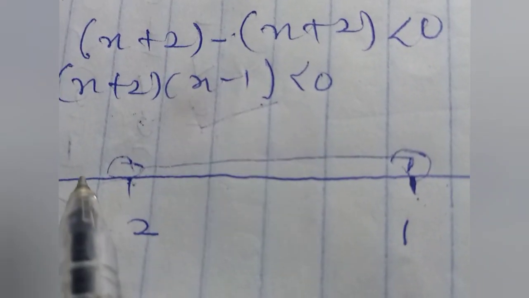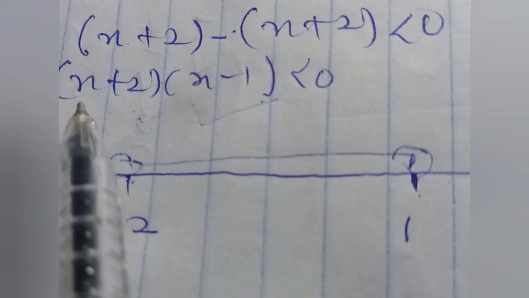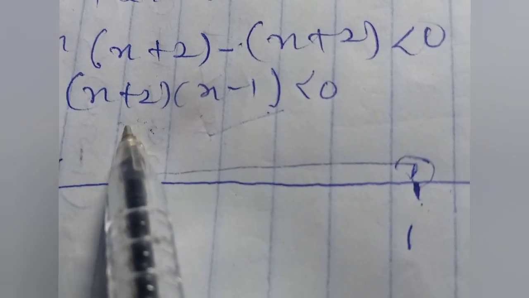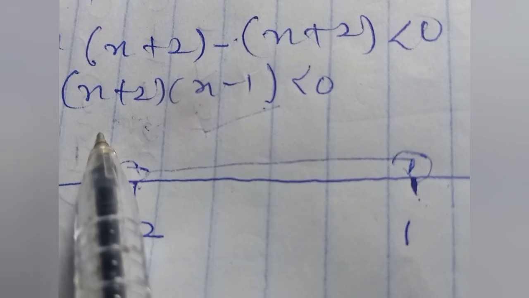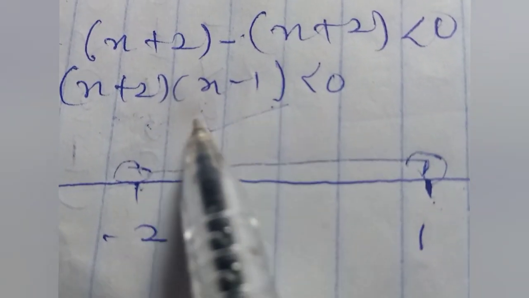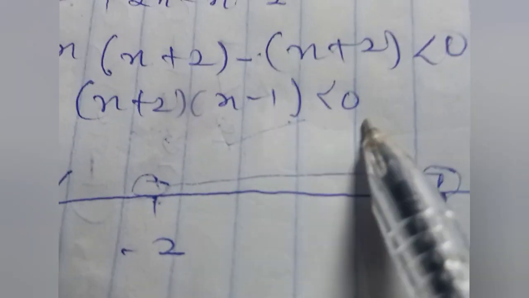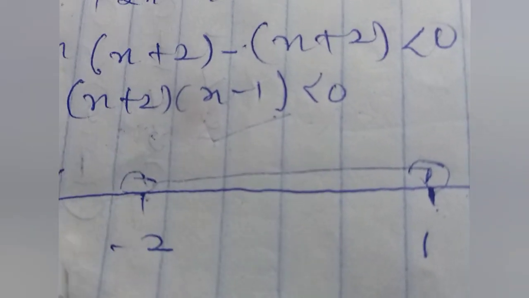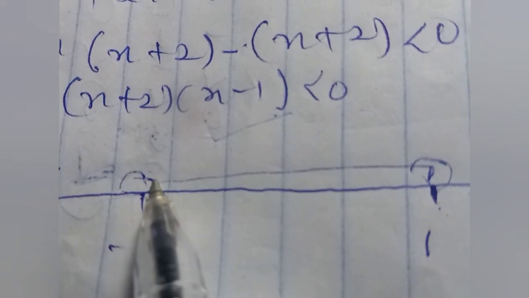If I put a value which is less than negative 2, let me say negative 3. If I put negative 3 here, negative 3 plus 2 is negative 1. Negative 3 minus 1 is negative 4. So negative 1 times negative 4 gives me positive 4, which is not correct because positive 4 is greater than 0 and not less than 0. So the values from negative 2 down to negative infinity are wrong. So the correct solution is from negative 2 up to positive 1.